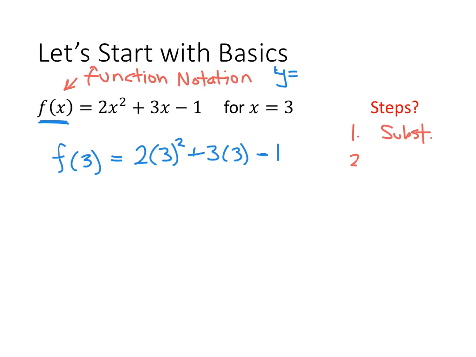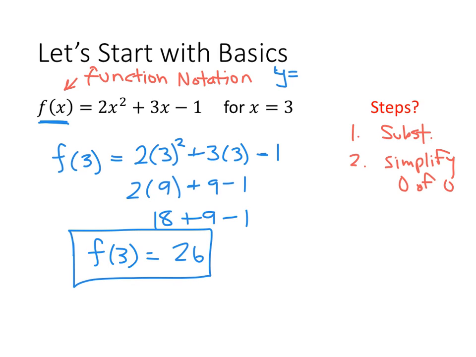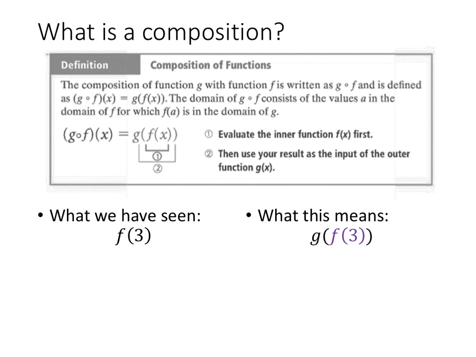Now my second step was pretty easy, and what we would do is just simplify, using our order of operations. So we make sure that we use our PEMDAS. Then we go through this and we get 2 times 9 plus 9 minus 1, and we get 18 plus 9 minus 1. So f of 3, the function evaluated at 3, gives me 26. This is the way that we want to write it: f of 3 equals 26. The reason that we're doing that is because we want to look at this function notation and how we can use it.